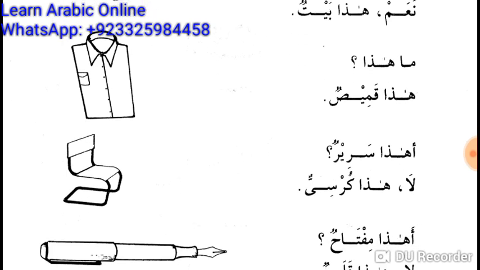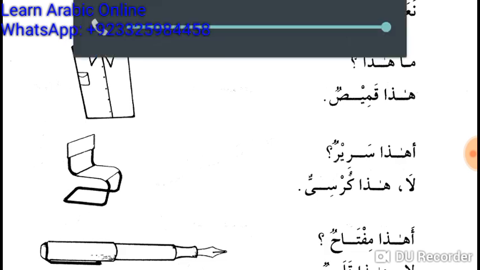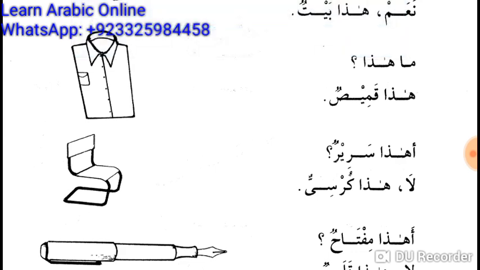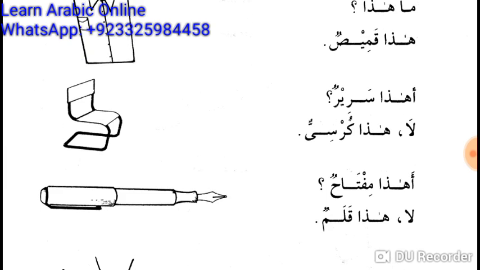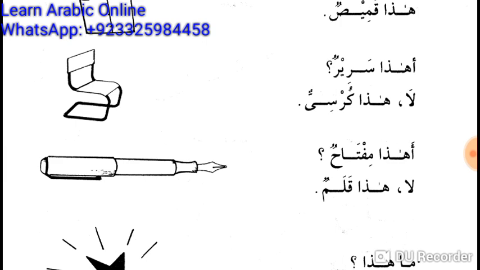And then nam. Haza baytun. Yes, this is a house. Good. Mahaza. What is this? Good. Haza kamisun. Good. This is a shirt. Okay. Ahaza sarirun. Is this a chair? La, sarirun means bed. Sarirun, bed. Yes, sarirun is bed. Is this a bed?